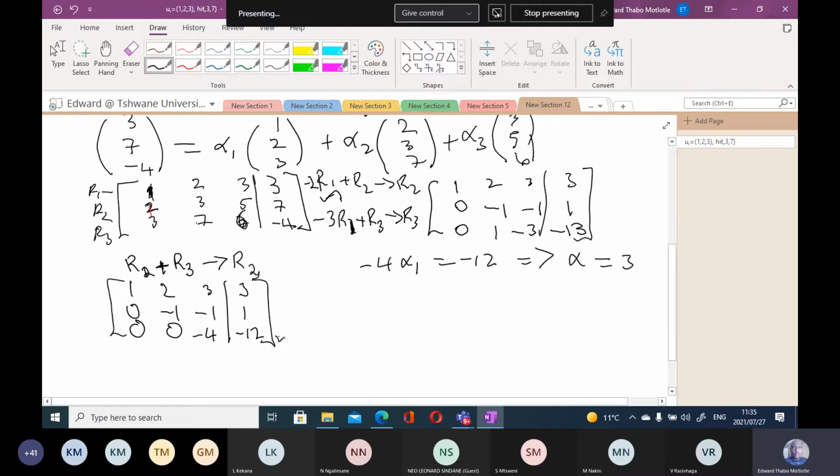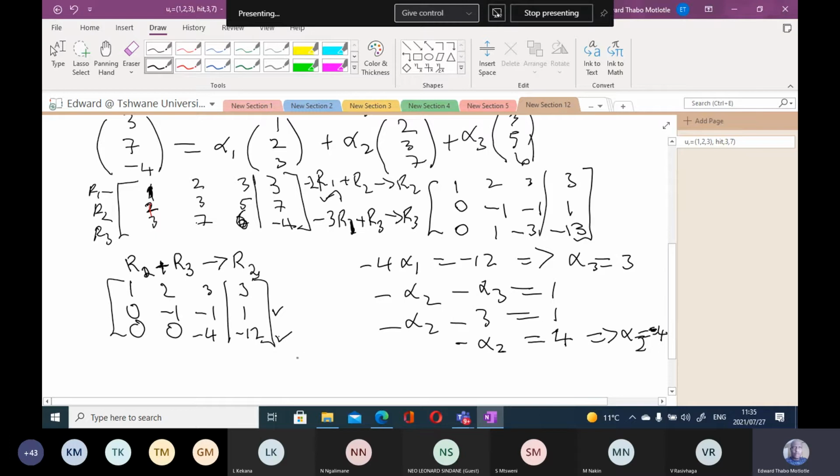Now I go to, I was solving using the last equation. I go to the second equation. Minus alpha 2 minus alpha 3 equals to 1. I substitute my alpha 3, so minus alpha 2 minus alpha 3 equals to 1. So this implies that minus alpha 2 is equals to, is it 4? Yes. So this means alpha 2 is equals to minus 4. You'll check that one with me. Check that one, is it minus 4?